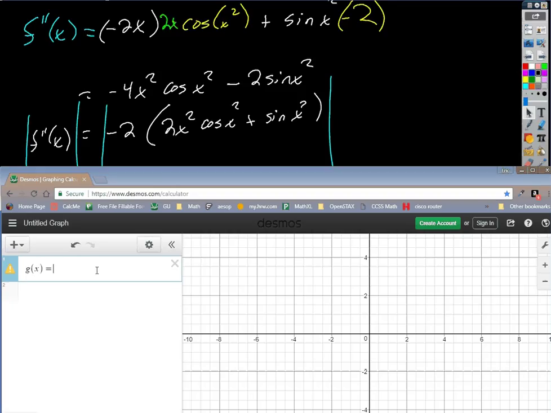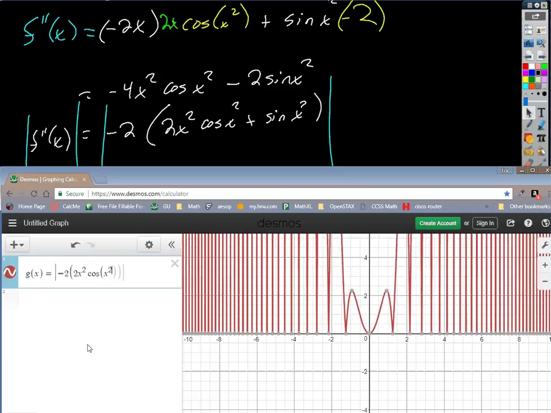The absolute value, so, I thought you could do that. Oh, maybe you can't. It's shift backslash. Oh, that's nice to know. Oh, yeah, because then it gives you, I got you, that's good. Okay, so absolute value of negative 2 times, what do we get? 2x squared cosine x squared.